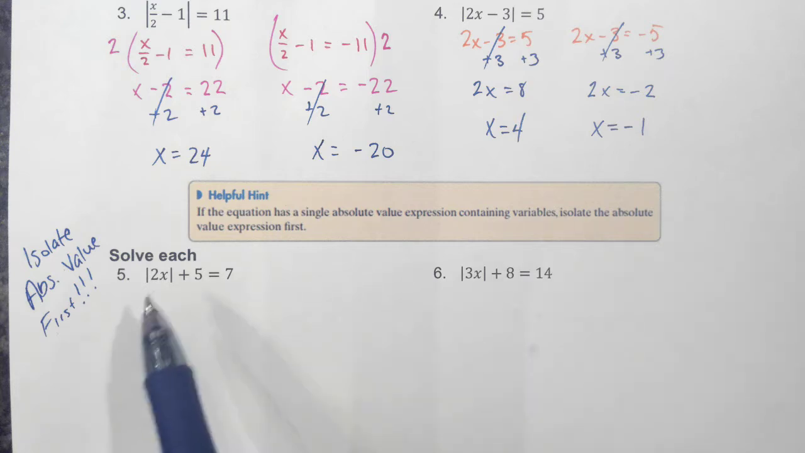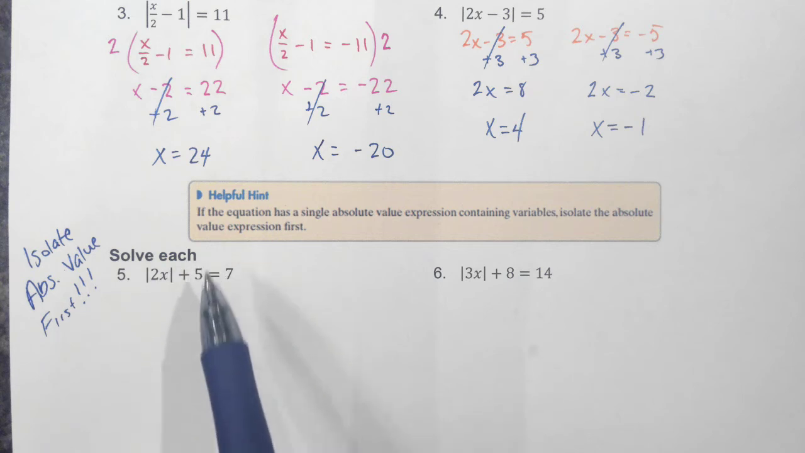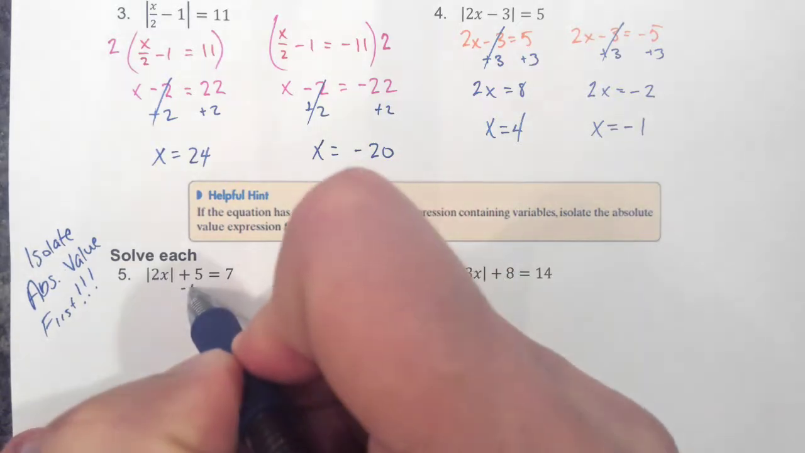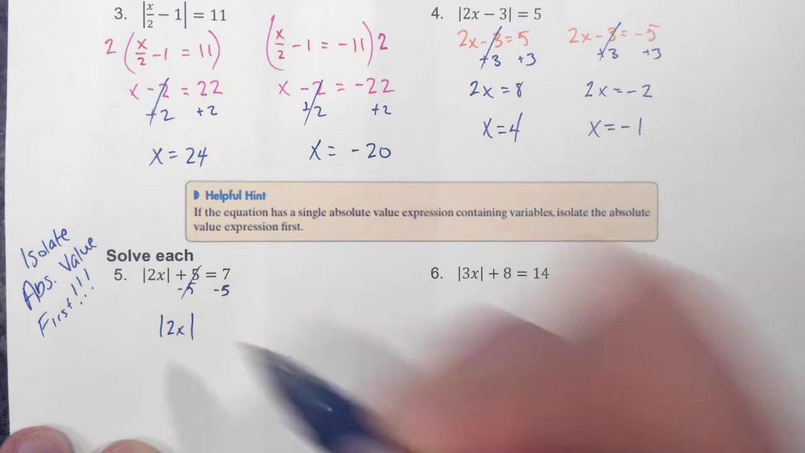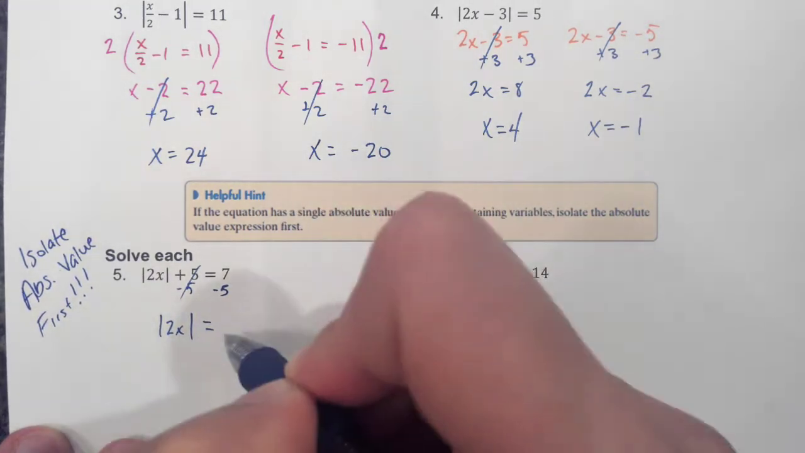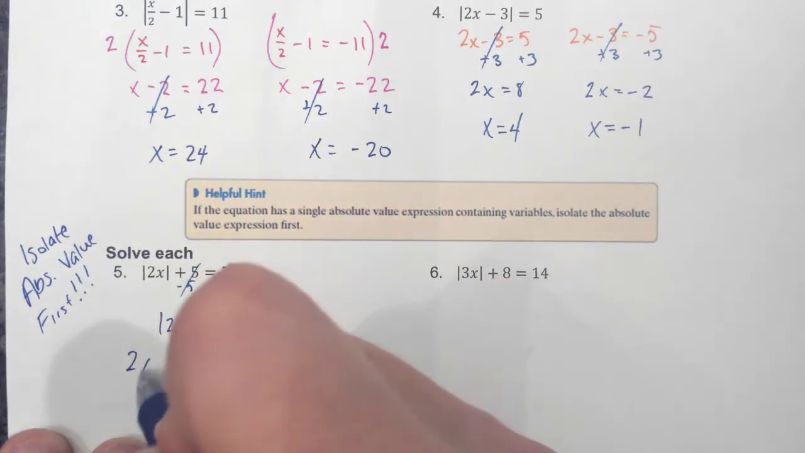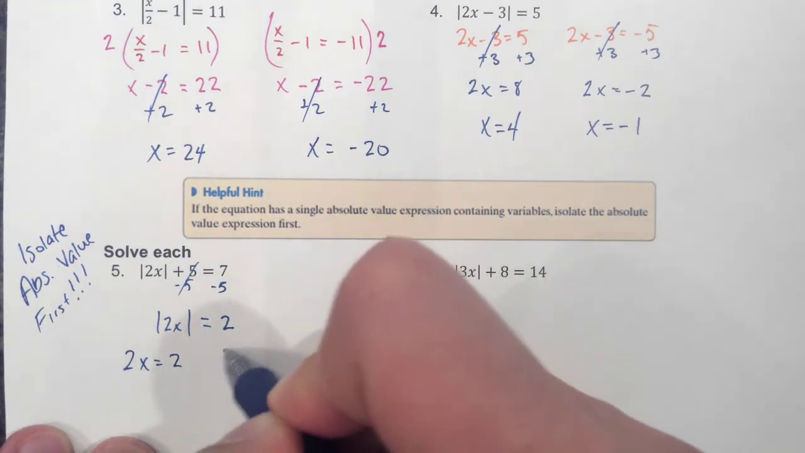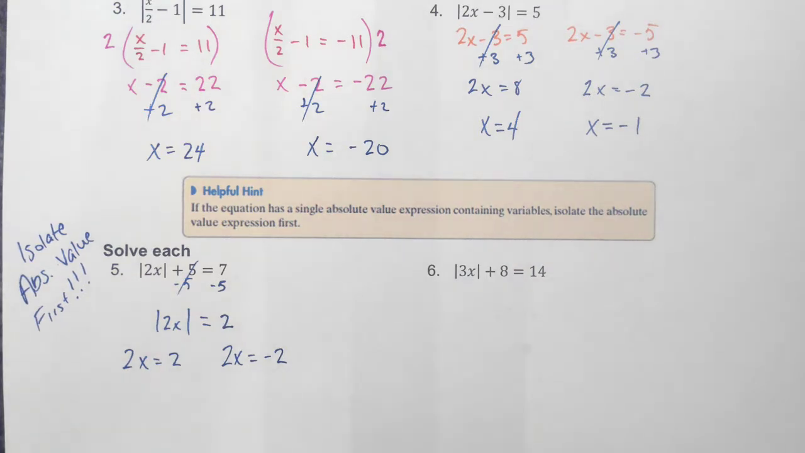So what does that mean? Look at number 5. The absolute value is not by itself on the left side of the equation. There's a 5 on the same side of the equation, so we have to get rid of that 5 first. We subtract 5, and now you'll see the absolute value is by itself on the left side. So now we're ready to write our two equations. The first one would be 2x equals 2. The second one, 2x equals negative 2. Both of those are very easy to solve. You just have to divide by 2.